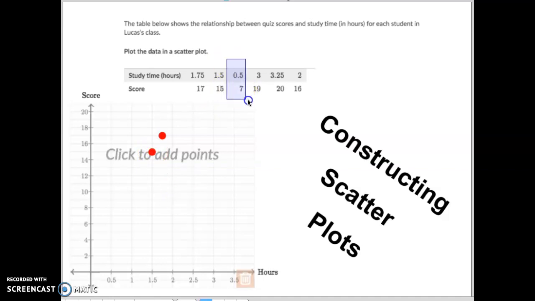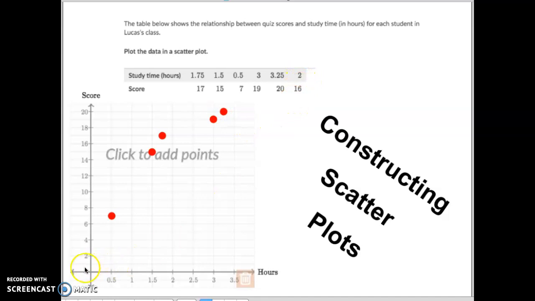0.5 and 7, so again I'm on this one right now, 0.5 and 7. Go over to 0.5, we go up to 7, and boom. 3, 19, so over to 3, and all the way up to 19 right here. And we got a couple more here. 3.25 and 20. So 3.25 would be halfway between 3 and 3.5. So 3.25, and we go all the way up to 20 way up here. Put a dot right there.